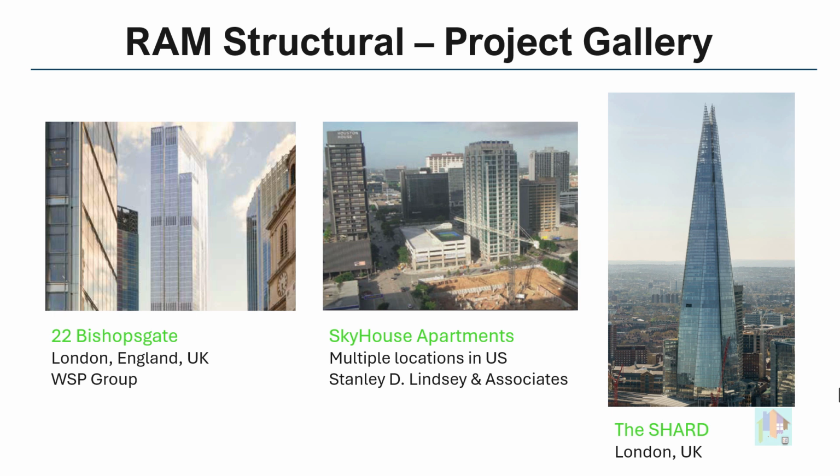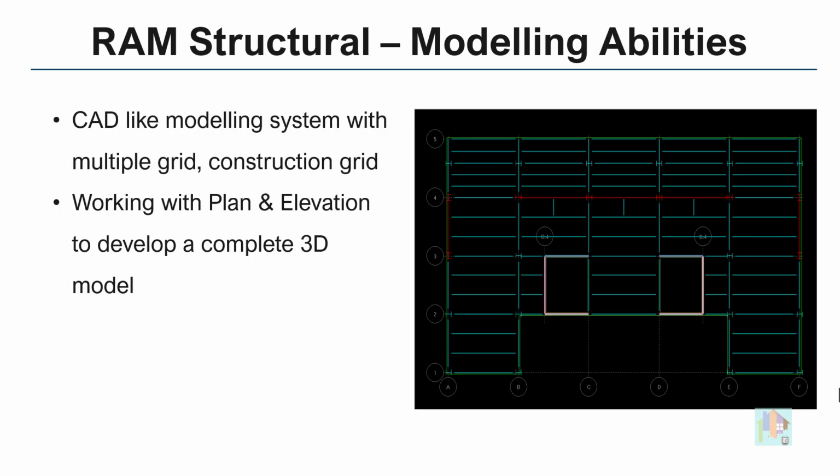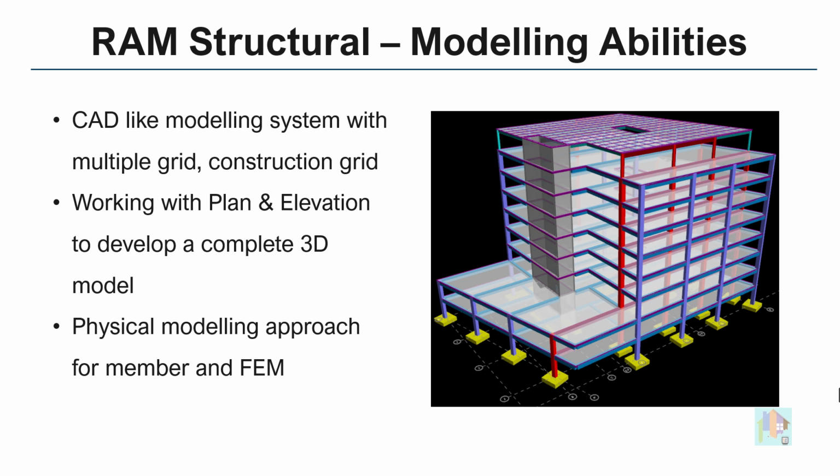We will explore the floor plan and framing system of this building, and how it is modeled in RAM. In RAM Structural, we can work with different floor plans and elevations to create a 3D structural model. It has a CAD-like interface where we can activate multiple grids, use construction grid for quick drawing, and stitch different floor plans together. RAM is a finite element software.